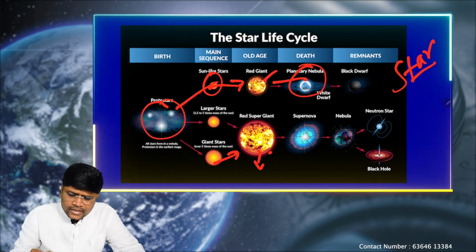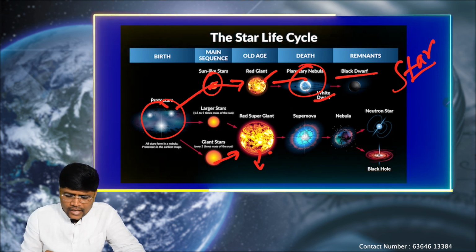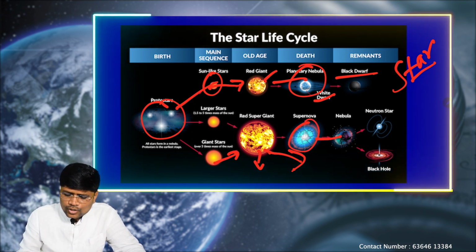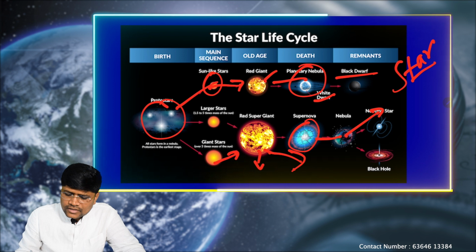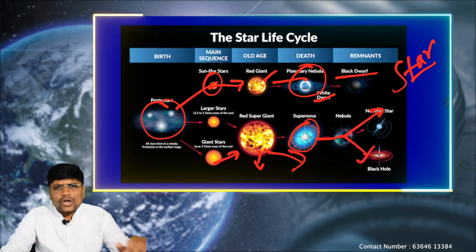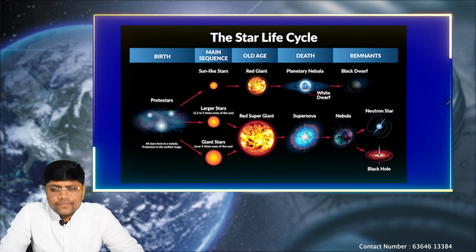And after that, they may end up as a white dwarf or a black dwarf. If the stars are bigger in size, they explode and turn into a stellar nebula, or even a neutron star or a black hole. So two forces will be dominating simultaneously in the stars.